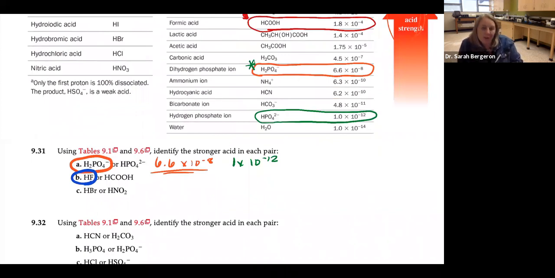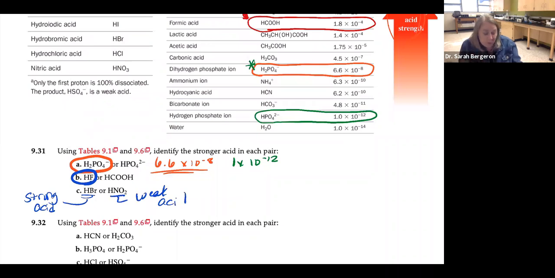HBr or HNO2. Now, this one should ring a bell. HBr, that's a strong acid. HNO2, you only have 1 hydrogen and 2 oxygen, so that means you have 1 more oxygen than hydrogen. This is a weak acid. So which one's going to be stronger? You don't even have to go to the table. HBr is going to be stronger, okay?